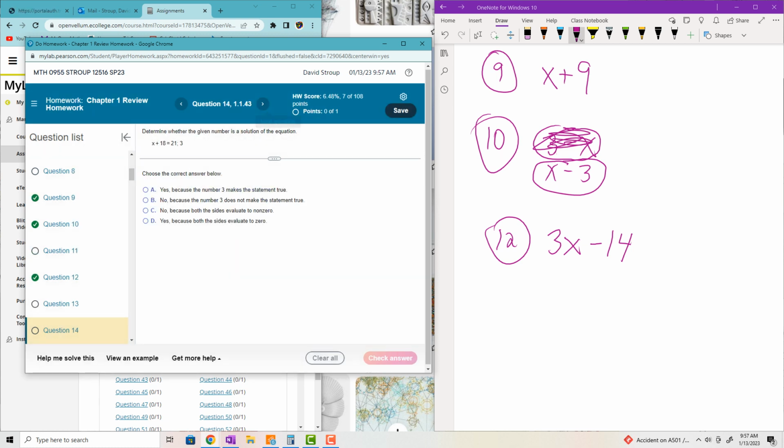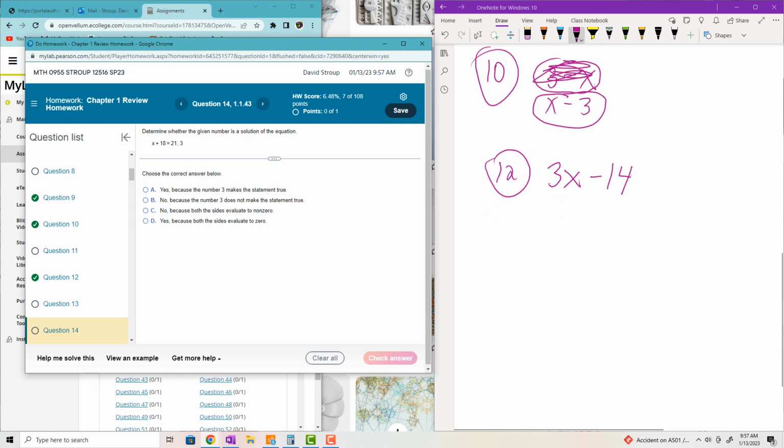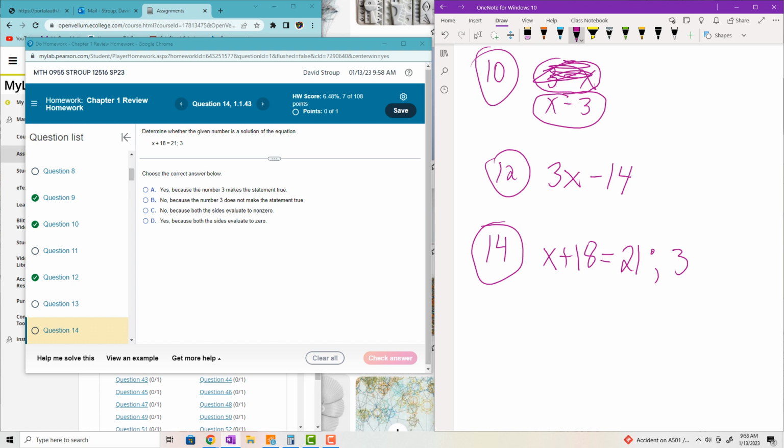Okay, so more of that. Here's another substitution, but this time they want you to work with an equation as opposed to an expression. So an equation, you'll know it's an equation because you'll see an equal sign. Here we go. But it'll work the same way as above. All you're going to do is wherever you see an x, you're going to put the 3 in for x. So here we have 3 plus 18 equals 21.